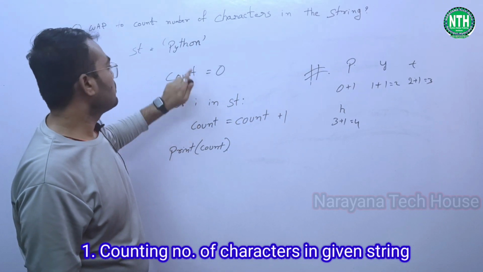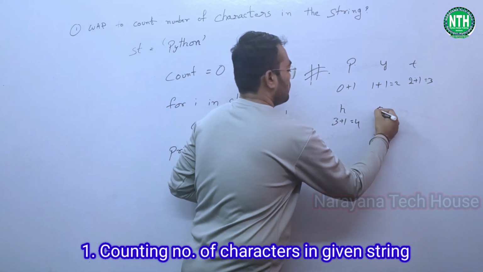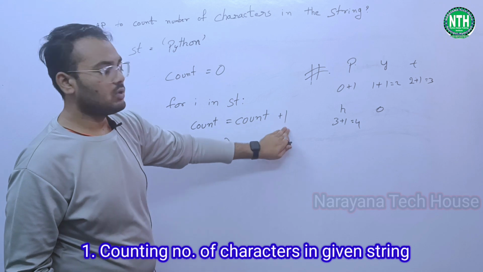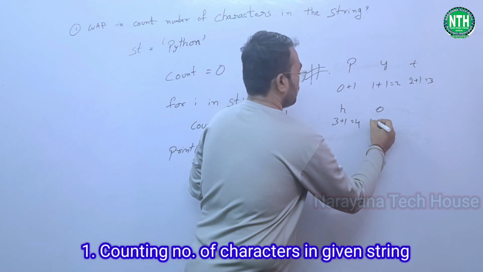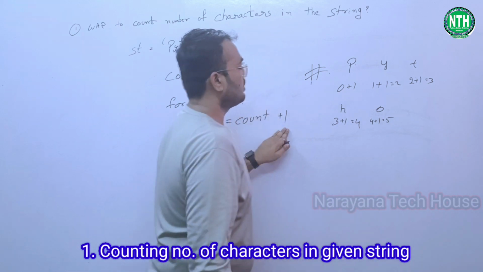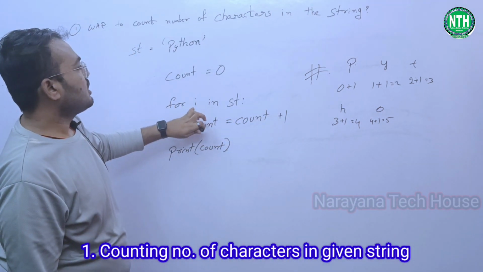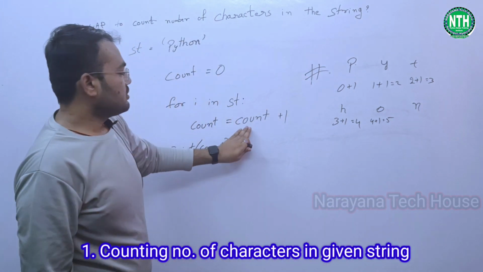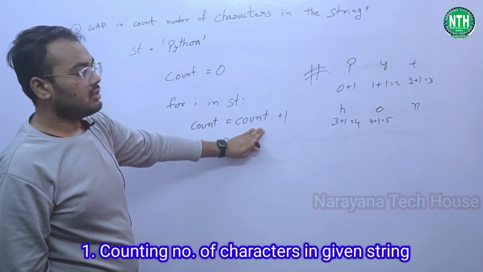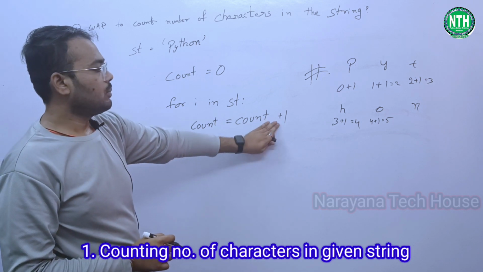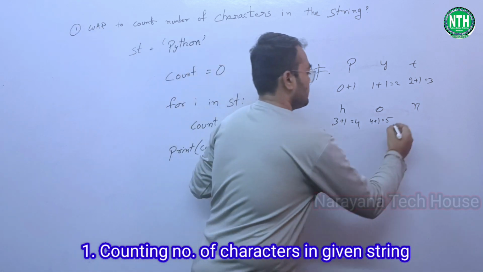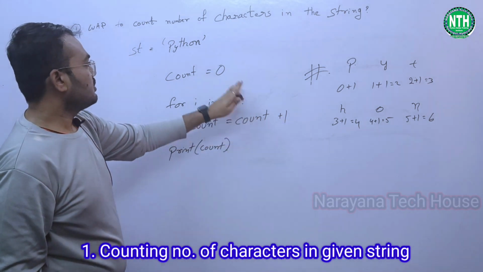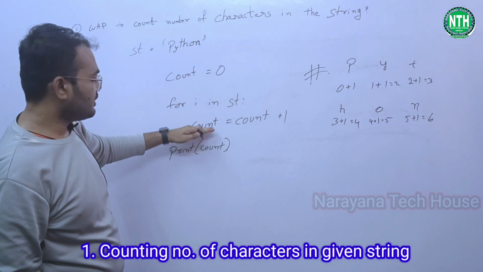Next, what is the i value? O. Previously the count value is 4, so 4 plus 1 is 5. Then coming to the next i value, N. The count value here is 5, so 5 plus 1 is 6. After that there are no more characters, so it goes to the next line.